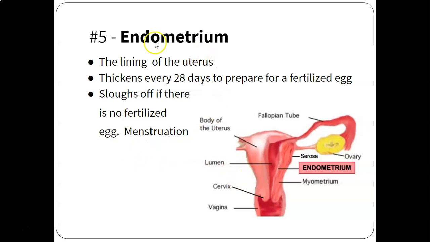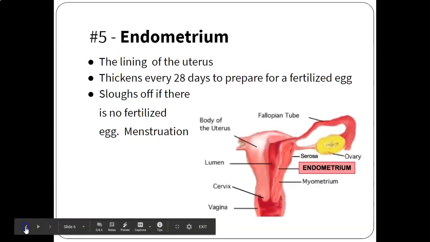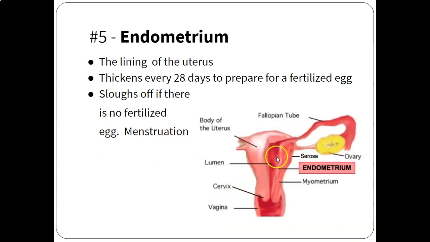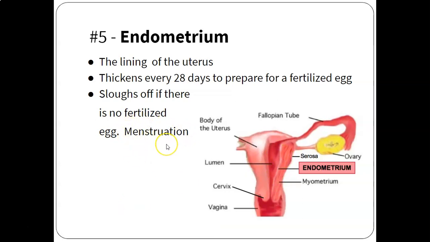So, the endometrium is the lining of the uterus that thickens. So you see this lining right, oopsie, sorry, go back. Okay, so you see this lining of the uterus right here. That's what thickens to prepare for that fertilized egg. Okay, and menstruation, or a girl's period, is what happens when there's no fertilized egg. And there's a little video I'll show you that shows that.